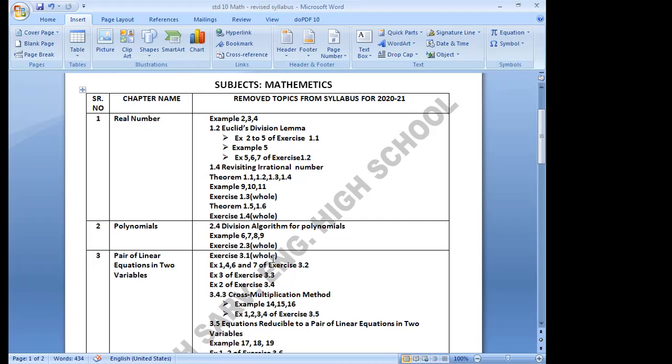On the same page, page number 44, 3.3 graphical method of solution of a pair of linear equations is included. In that, on page number 47, example 4 is included in the syllabus.